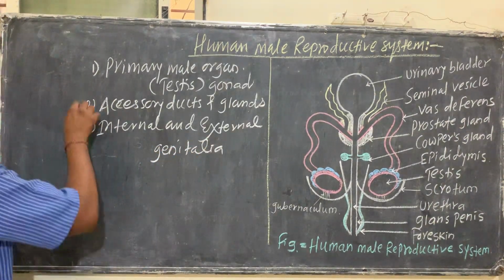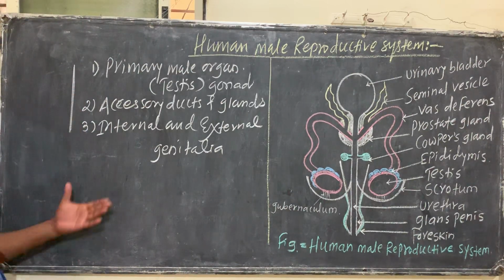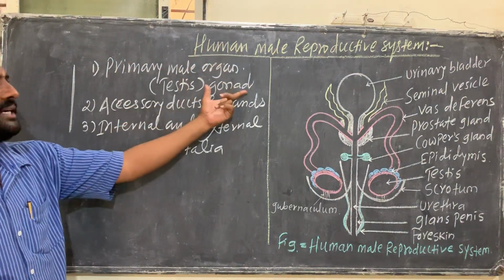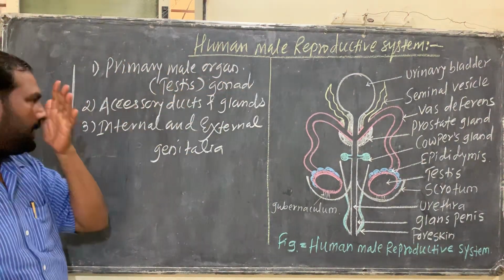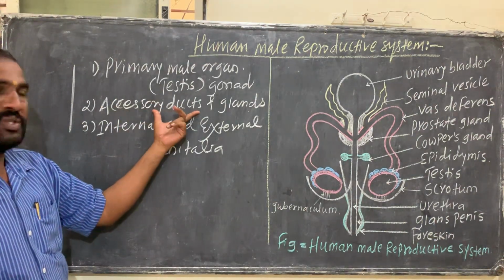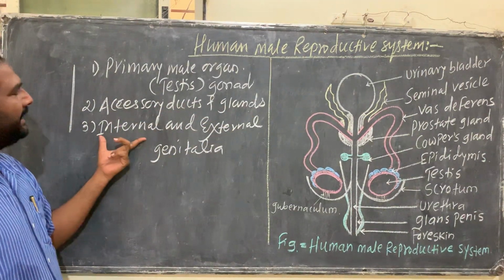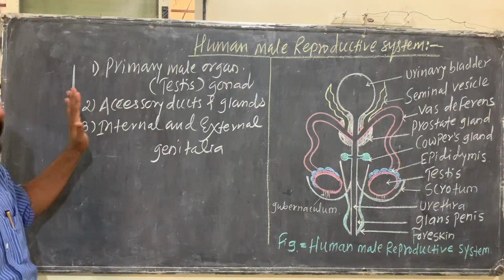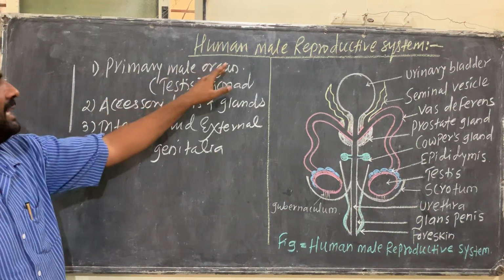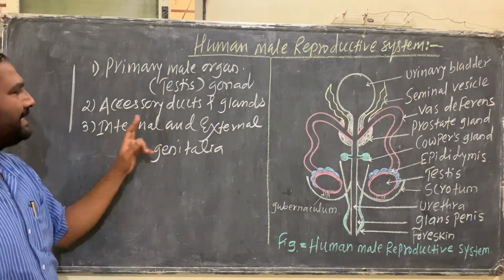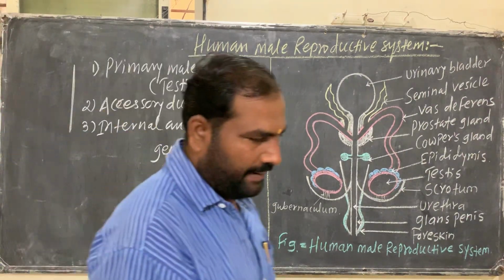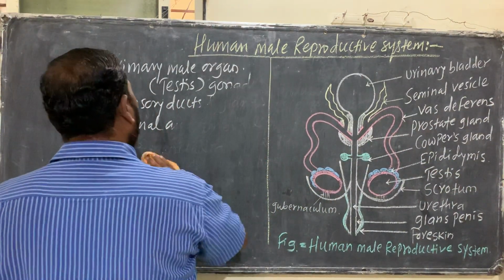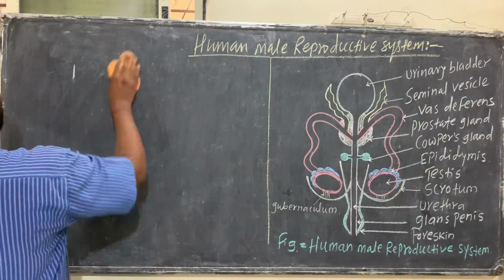So the male reproductive system consists of what? The primary male organ, that is the primary sex organ, the gonad, which is nothing but the testes. Then there are the accessory ducts, glands, and internal and external genitalia. We will study them one by one. Here: primary male organ, accessory ducts and glands, internal and external genitalia. First we will study the primary male organ, which is nothing but what?